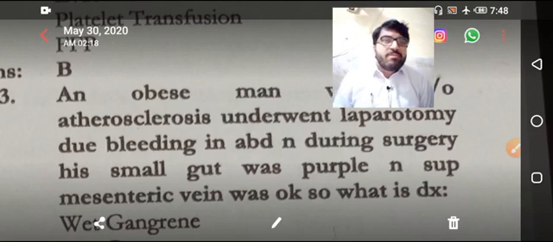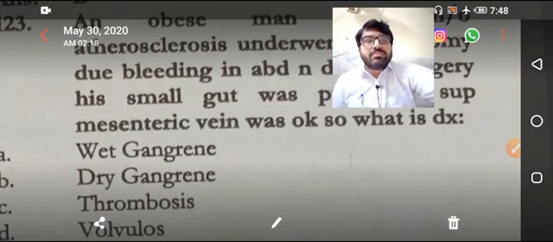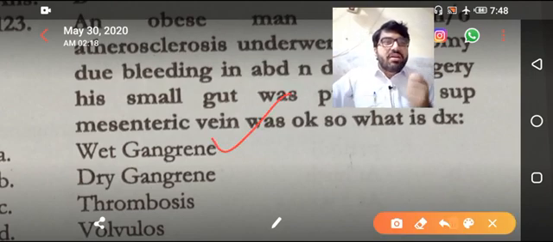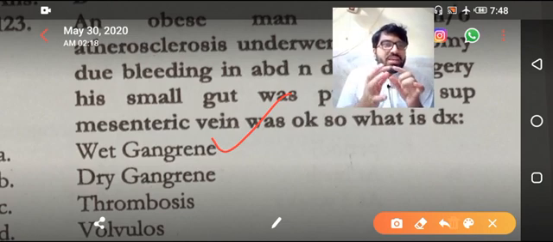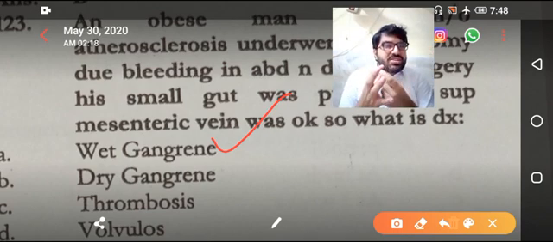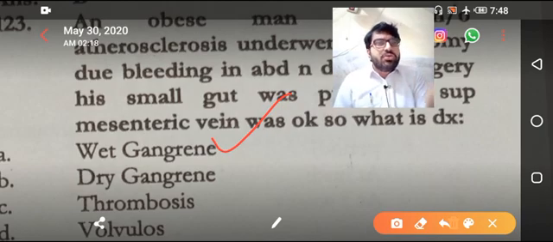An obese man with atherosclerosis underwent laparotomy due to bleeding, and his small gut was purple and the superior mesenteric vein was okay. What is the diagnosis? The answer over here is wet gangrene. Now why is it not red infarct? In red infarct there is supposed to be a clot in the mesenteric vein, but there is no clot in the mesenteric vein, so choose wet gangrene. But if they give you that the mesenteric vein has a clot, choose red infarct.